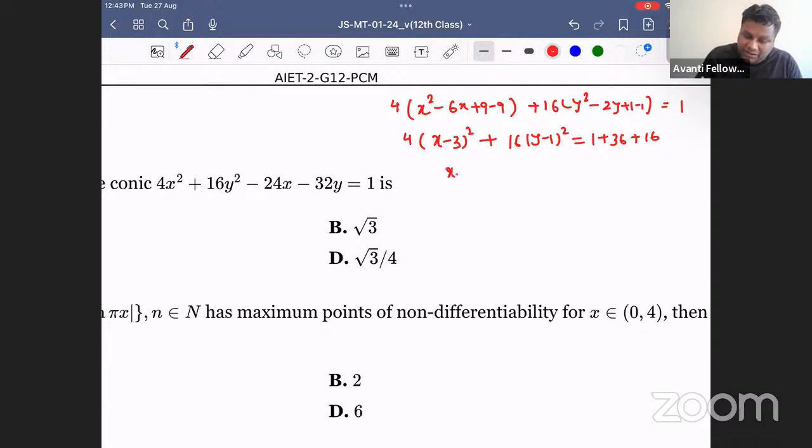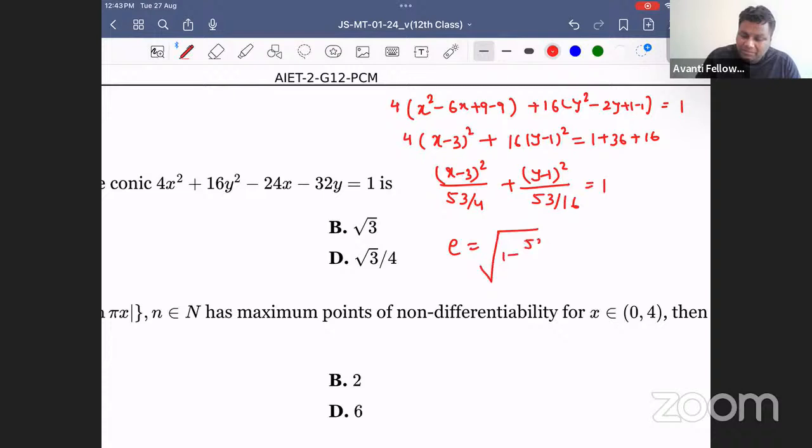So what do you get? X minus 3 whole square upon 53 by 4 plus y minus 1 whole square upon 53 by 16 is equal to 1. So this is an ellipse. Ellipse eccentricity will be under root of 1 minus b square by a square. That is under root of 3 by 2. Got it?